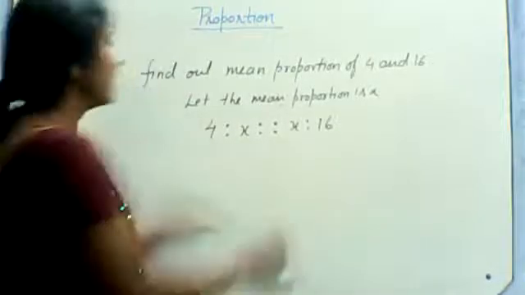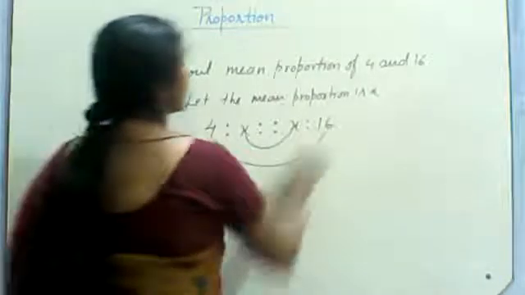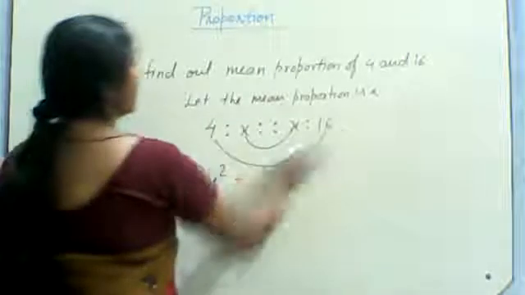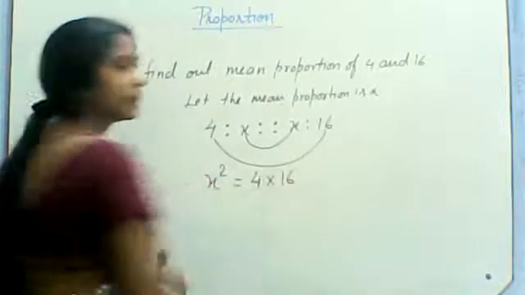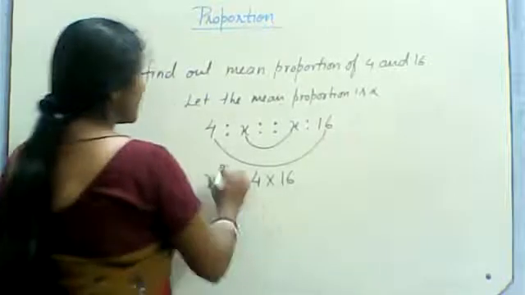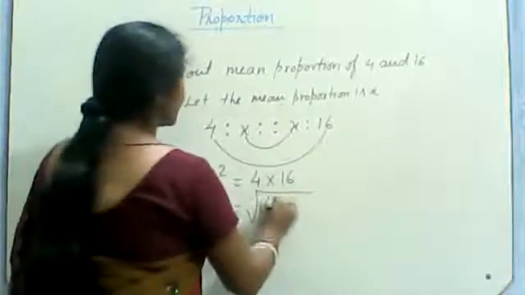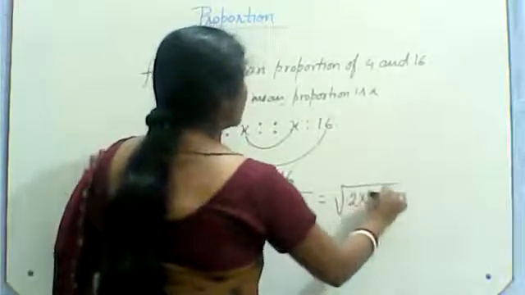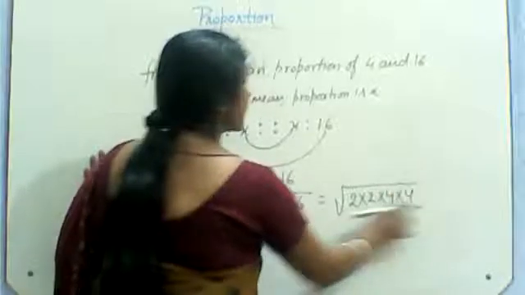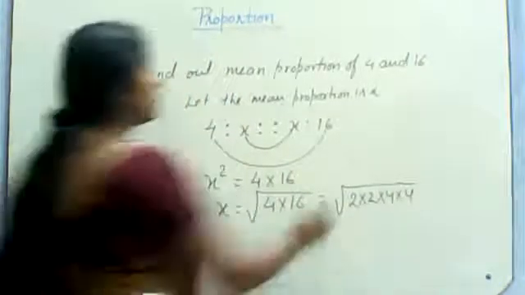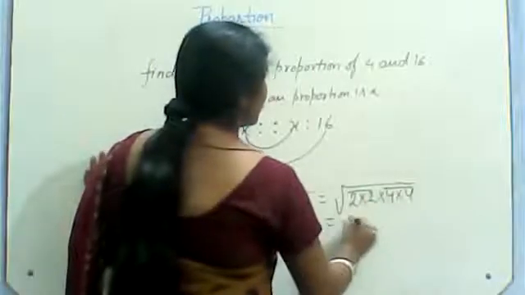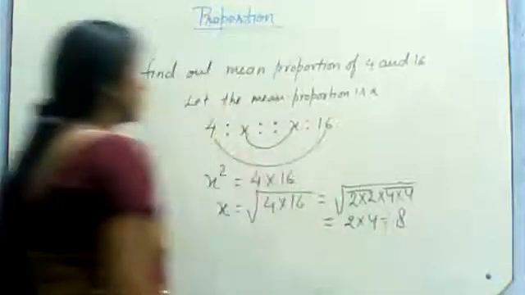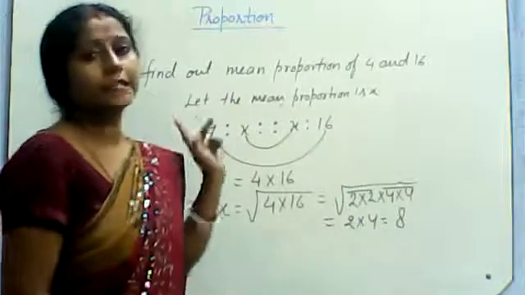Now, same formula, product of means equal to product of extremes. So x into x, x square, equals 4 into 16. So x equals, whenever we move a square, we put a square root, under 4 into 16. What will it be? 2 into 2 into 4 into 4. 16 we can write as 4 into 4 and 4 we can write as 2 into 2. From this we will take out one of each pair, as we take out in square root. So this will be 8. So you can see the mean proportion is 8.